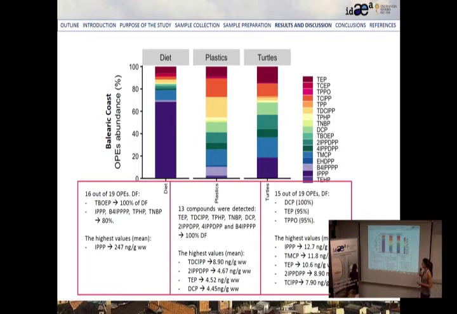245 nanograms wet weight. In plastics, we only found 13 compounds, and 8 of those were detected in all samples. The highest mean value was for TDCLPP. In the turtles of the Mediterranean Sea, we found 15 out of 19 OPEs, and the most common was DCP. Here we can see that again the highest mean value was for APPP, in diet samples. What does all of that mean?